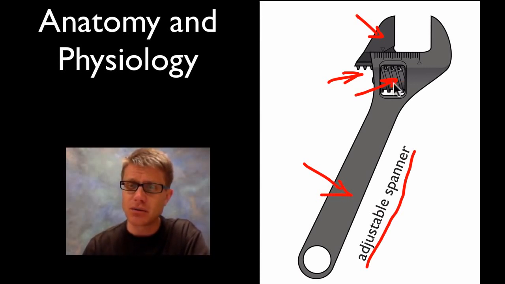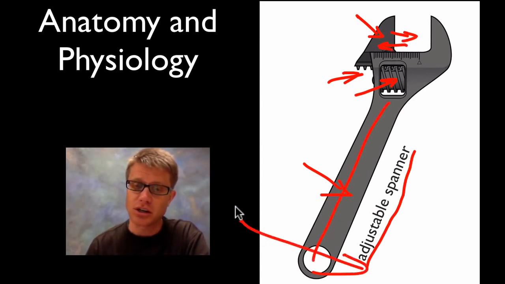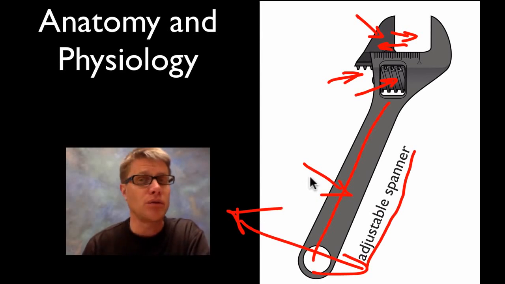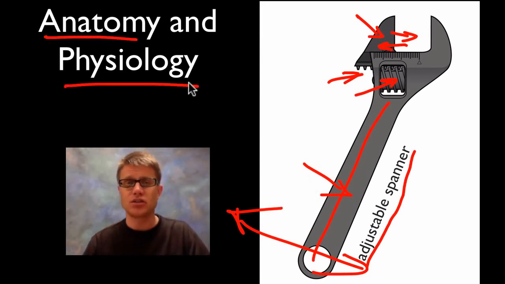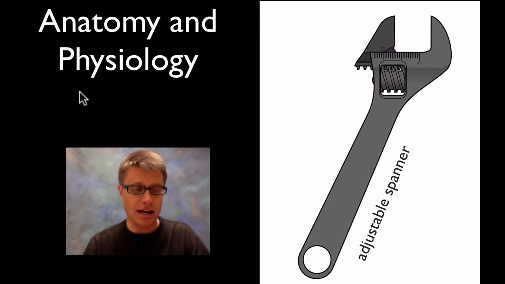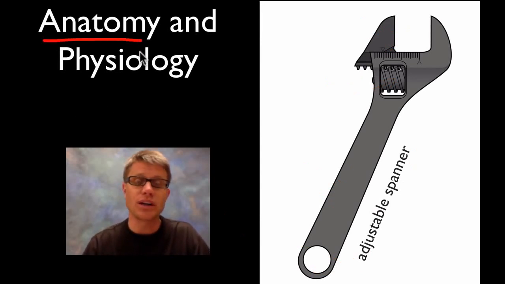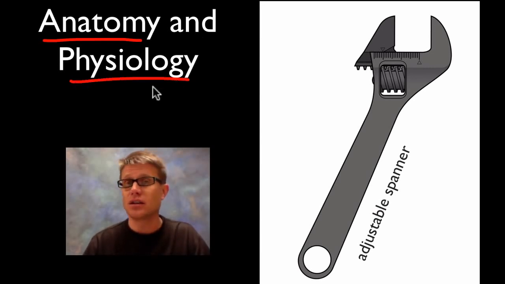Well, you know this, that I can roll this back and forth. This will move this in this direction so I can fit different nuts. I've got a huge amount of leverage by pushing on this. And so basically what we've identified is the anatomy and the physiology of this tool. In other words, anatomy is simply what it is. What's the structure? Physiology is the function.